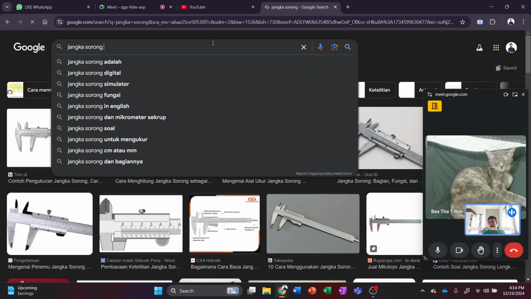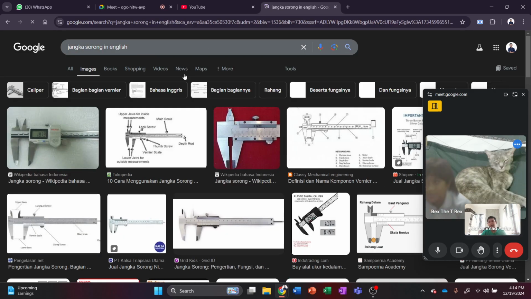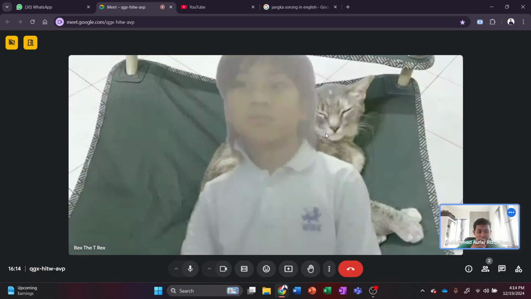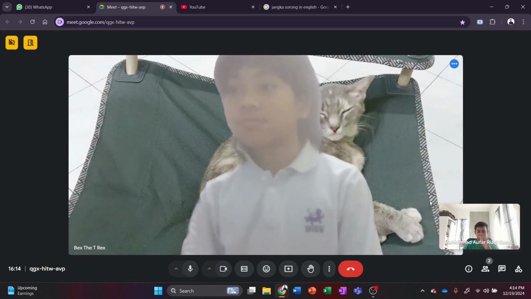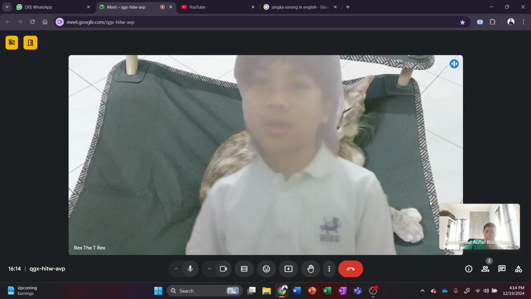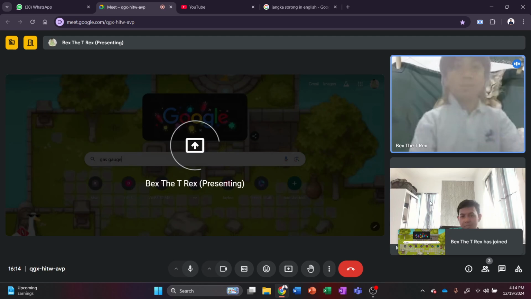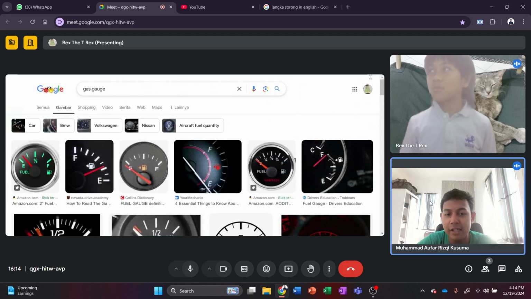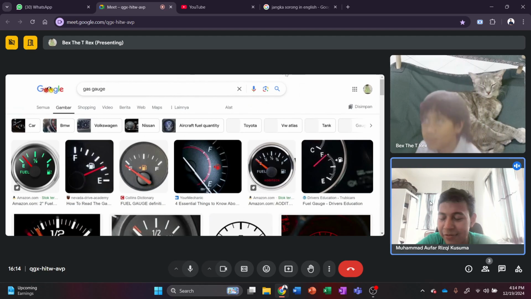Have you heard about thermometer? Yeah, thermometer. Okay, gas gauges. What was it? Gas gauge. Ah, okay. Yeah, this is a fuel gauge, isn't it?